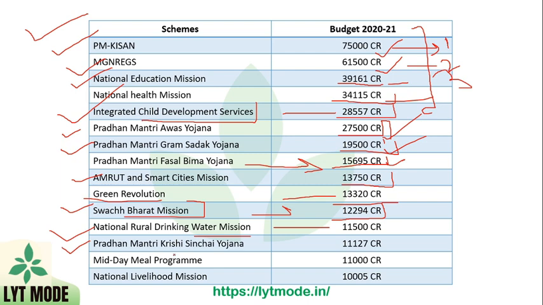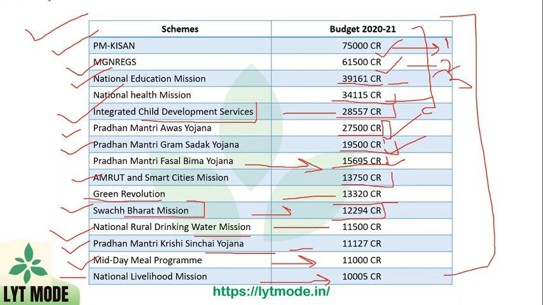To Pradhan Mantri Krishi Sinchai Yojana, 11,127 crore is allocated, to the midday meal program the amount allocated is 11,000 crore, and to the National Livelihood Mission the amount allocated is 10,005 crore. These are the different amounts allocated to these important schemes which you have to know.